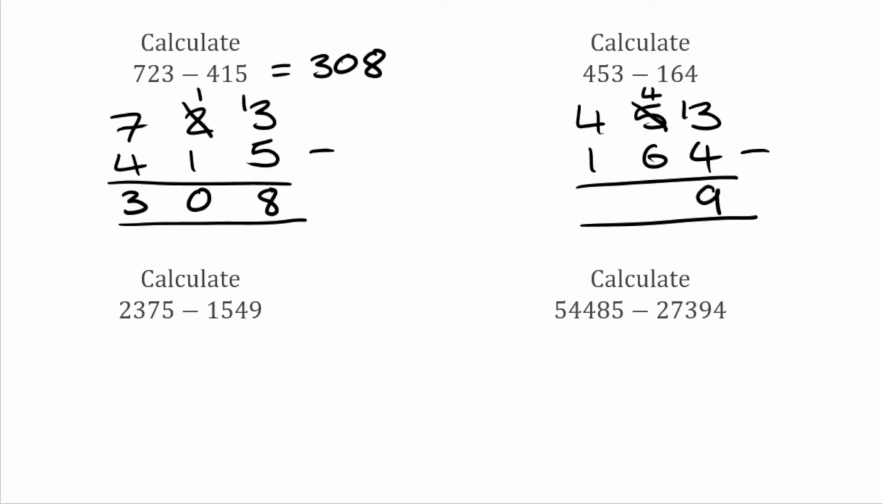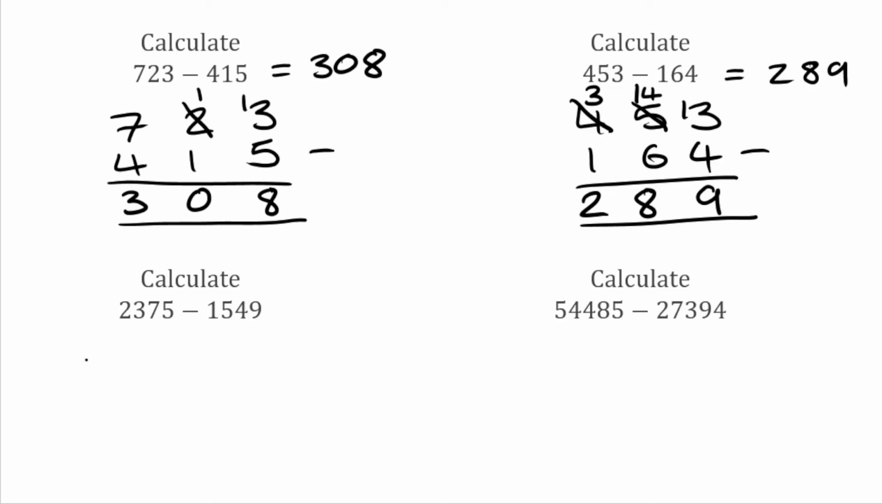I've now got 4 take away 6. Again, that's going to give me a negative number, so I'm going to move along to my next column, which is the 4. I'm going to take 1 away from that, so that becomes a 3, and then that 1 goes in front of the 4 in the column next to it. So now I've got 14 take away 6, which is 8. And finally, I've got 3 take away 1, which is 2. So our final answer to this question would be 289.